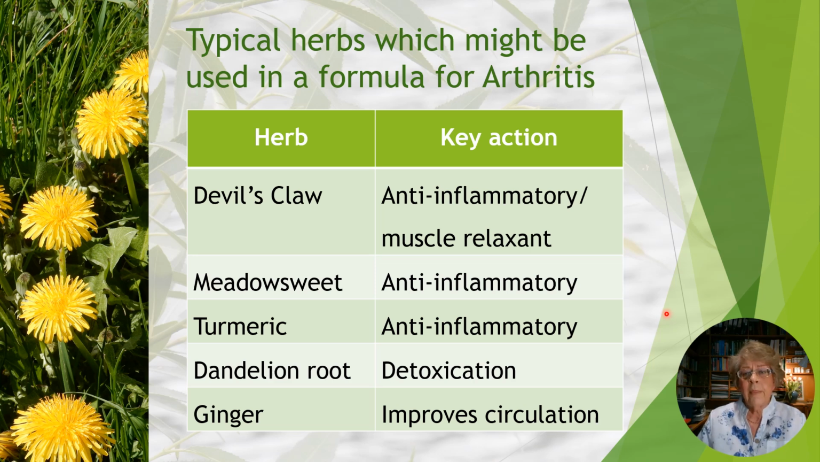Turmeric is another one that might be used. Now, these anti-inflammatory actions are often different because the inflammatory pathways are quite diverse and complex. Dandelion root, on the other hand, is a detoxifier and can help to clear toxins from the body through its stimulation of the liver. And then ginger might be another thing to improve circulation. Another thing that might be added is a diuretic, something which encourages kidney action. For example, something like celery seed could be used.